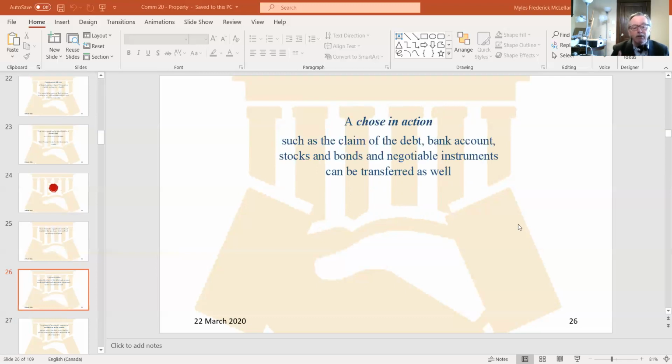And then more particularly with respect to a chose in action, again, these are things like somebody owes a debt, which could be represented in a check or a bank account, and stocks and bonds. They can be transferred as well, which simply means that, for instance, if you give me a check for $100 for some purpose, you're buying something from me, I can transfer my ownership in that check to a third party.